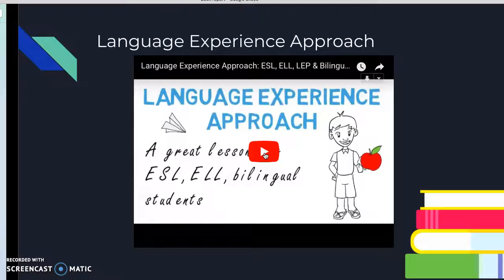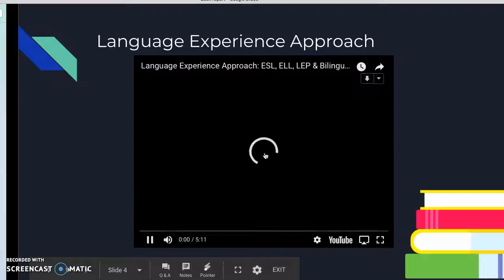And the last approach is the language experience approach. Let's share that.